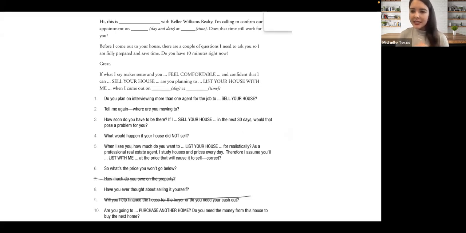Wherever you see dots in this script, so you see it says, if what I say makes sense and you... feel comfortable, what that means is to put a pause, the three dots. The reasoning is so you can emphasize the words feel comfortable. The other reasoning behind that is you want to put a downward tone. When you have a downward tone, it's more of a demand. It's more getting ingrained in their brain, versus when you go up, it's a question.